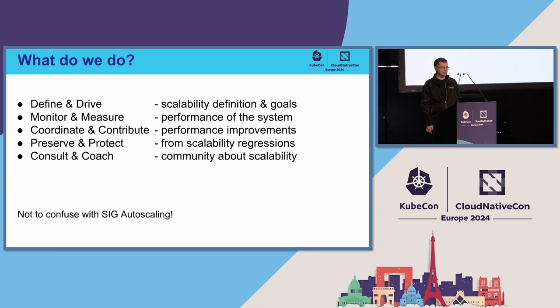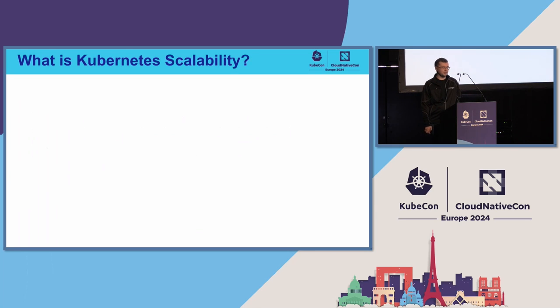Okay, so let's go over them one by one. Scalability definition. What is Kubernetes scalability? The important thing you need to keep in mind for any scalability or performance related improvements is that we shouldn't be optimizing the system or pushing the limits for the sake of doing that. Every such change makes the system a little bit more complex. So we should always be anchoring in actual user requirements and actual user needs.